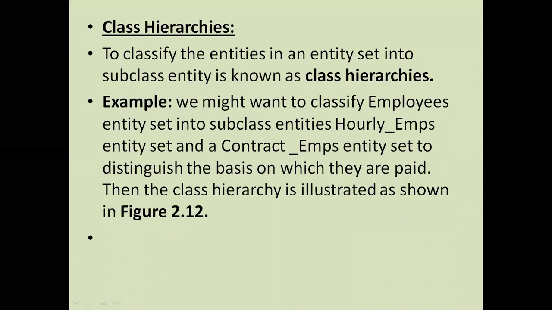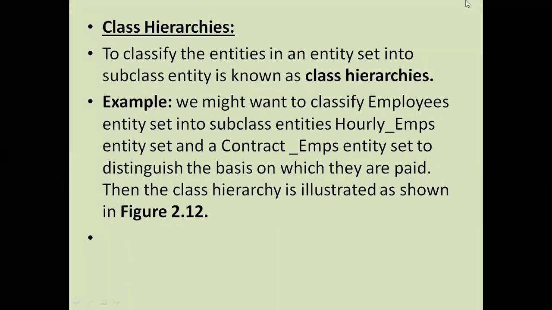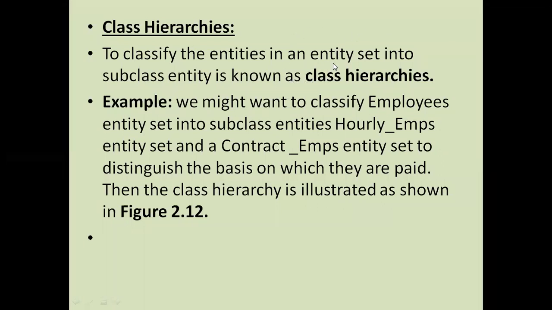Am I right? So class hierarchy means here we consider two types of classes. One is the parent class and the other one is the sub class, or child class, or base class. Okay. So if you observe here, classifying the entities in an entity set into subclass entities is known as class hierarchy. So when entities are considered as a class, and we divide that type of entities into some other entities, then those subclasses can be referred to as class hierarchies.